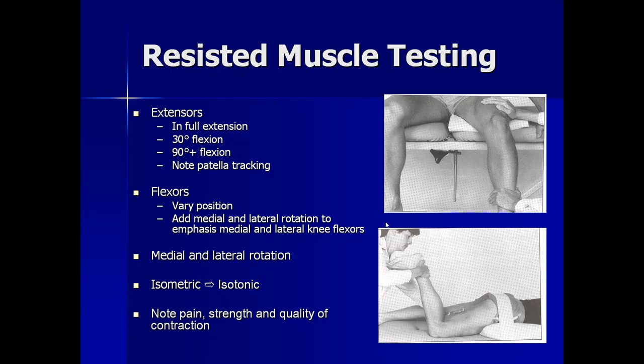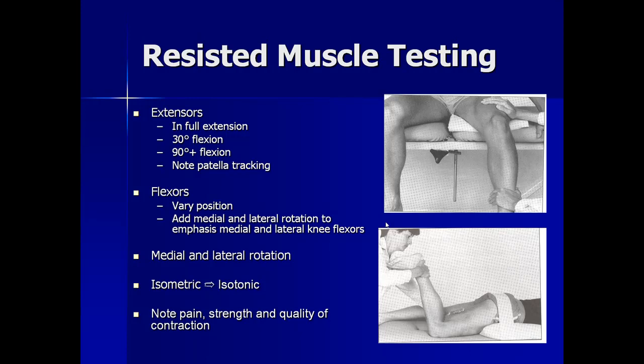Next, it's appropriate to move on to your resisted muscle testing. For most joints, resisted muscle testing would occur at the mid-range of the joint, isometrically. In the knee joint, and particularly with the patellofemoral joint, it is useful to assess the extensors in different positions to see their firing activity. You may like to look at the extensors in full extension, at 30 degrees of flexion, and at 90 degrees flexion, keeping an eye on what the patella and the tracking of the patella is doing at each of these positions, and also relating that to their associated pain.